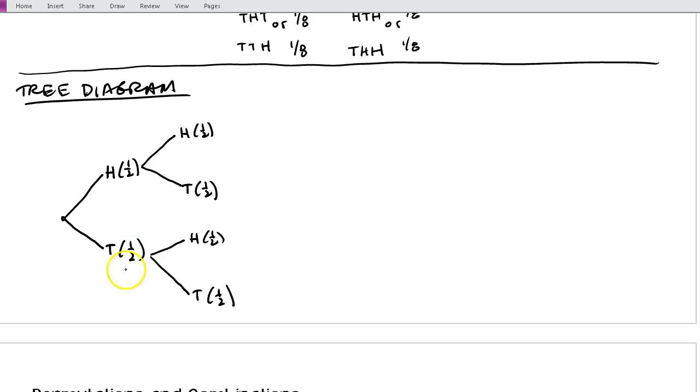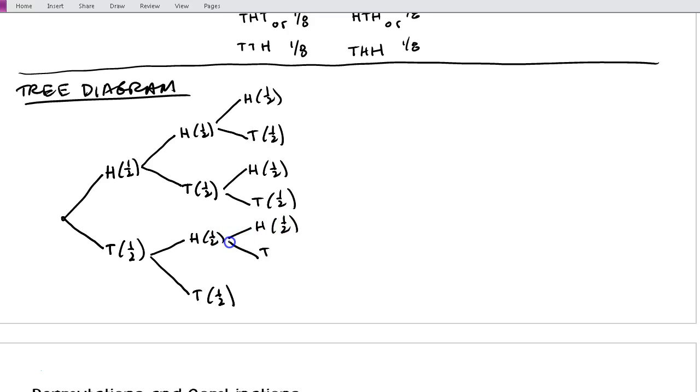Okay, so the first column represents the first toss, and the second column represents the second toss. We're going to need one more column to represent the third. So another heads, tails from this one. Each of these is a 1/2 probability. Heads, 1/2. Tails, 1/2. Heads, 1/2. Tails, 1/2. You can see this could get quite cumbersome if we have larger experiments, like tossing a couple of die and maybe tossing some coins in there. It could get kind of large and unwieldy.